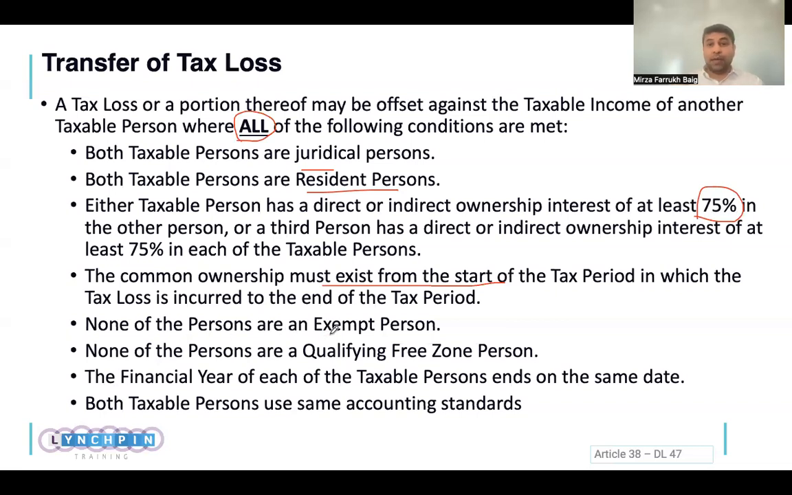The person should not be exempt. All of those who are included in this transfer of the losses should not be qualifying free zone persons. Again, these are the common conditions. The financial year should end on the same date, and the accounting standards should also be the same.